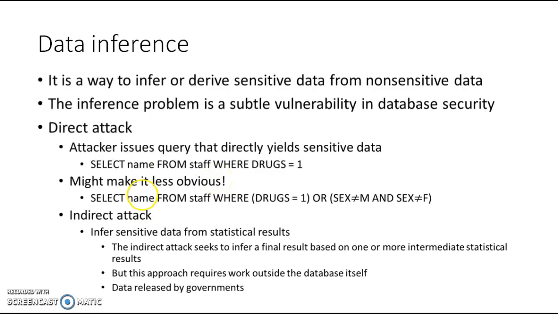Some data is released by governments. As I told you, sometimes government agencies or state banks release some data or information for the public under the Right to Information Act. According to that act, people should know about the different data. From that data, malicious users or attackers can reveal some information by applying statistical methods.